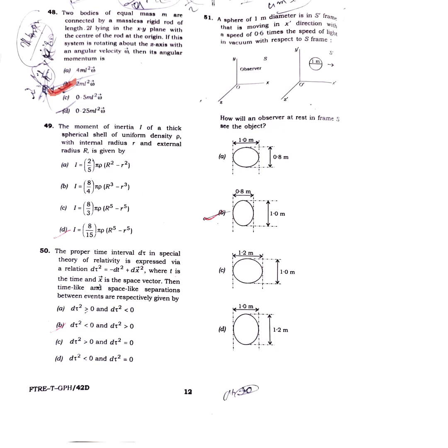The moment of inertia of the thick spherical shell of a uniform density rho with the internal radius r and external radius R is given by D. The proper time interval d tau in special theory of relativity is expressed via relationship. So answer B. Okay, a sphere of 1 meter diameter is in a diaphragm and that is moving in x-axis direction. So how will the observer address this frame? So answer B, option B will be correct.